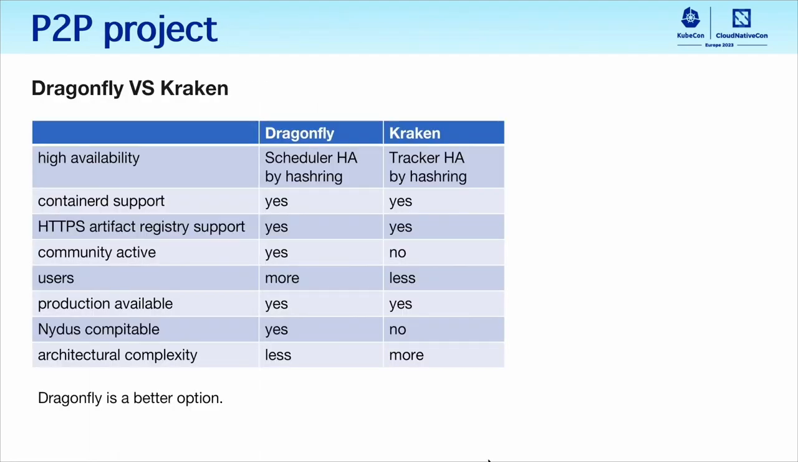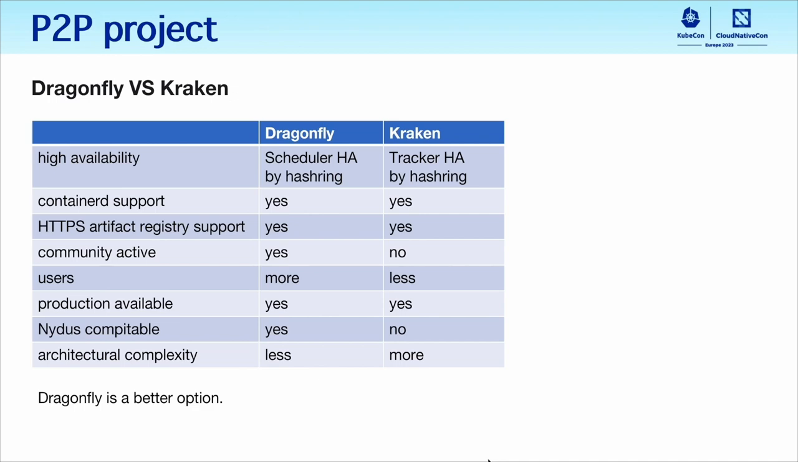We did some research about P2P projects in community. There are two production available P2P projects, Dragonfly and Kraken. Here is the comparison about them. They are both high available, Containerd support, HTTPS artifact registry support, and production available.